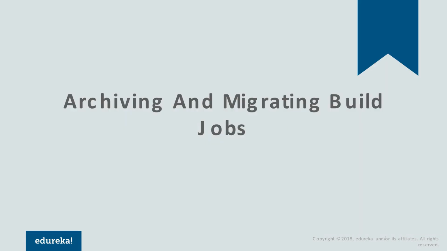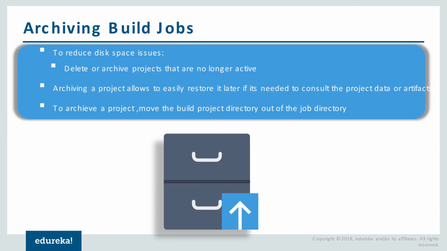So, archiving and migrating the build jobs. In order to reduce disk space issues, what we typically do is delete or archive the projects that are no longer active. Now deletion is fine, but let's say you do want to keep the projects in such a way that, if needed, you can restore them again. That is something which is provided by archiving. Archiving a project allows you to easily restore that specific project later on if it's needed to consult the project data or artifacts. To archive a project, you just move the build project directory out of the job directory. That's all you need to do.